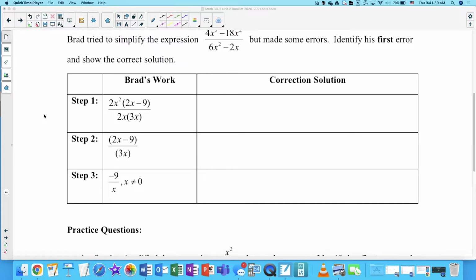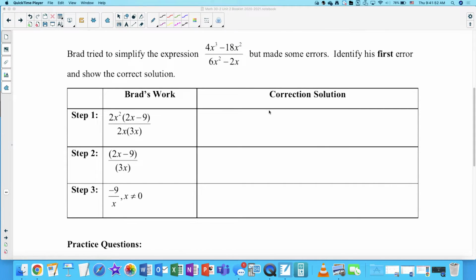Okay, so Brad tried to simplify the expression but made some errors. Identify his first error and show the correct solution. Let's take a look at this expression: 4x cubed minus 18x squared over 6x squared minus 2x. If we are simplifying, what should we be doing first? Factoring, right? Okay, so take a look at the numerator. Between 4 and 18, what is the greatest common factor?